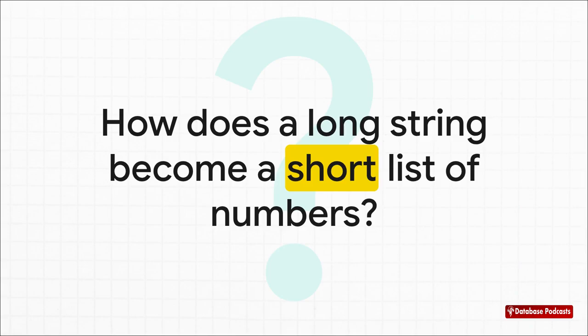So let's kick things off with a bit of a puzzle. Take a look at this string. It's 16 characters long. Now, how in the world can that be perfectly represented by just these 10 numbers? And I mean, perfectly. You can get the original string back no problem. It seems kind of impossible, right? Well, the answer lies in a really powerful compression algorithm.